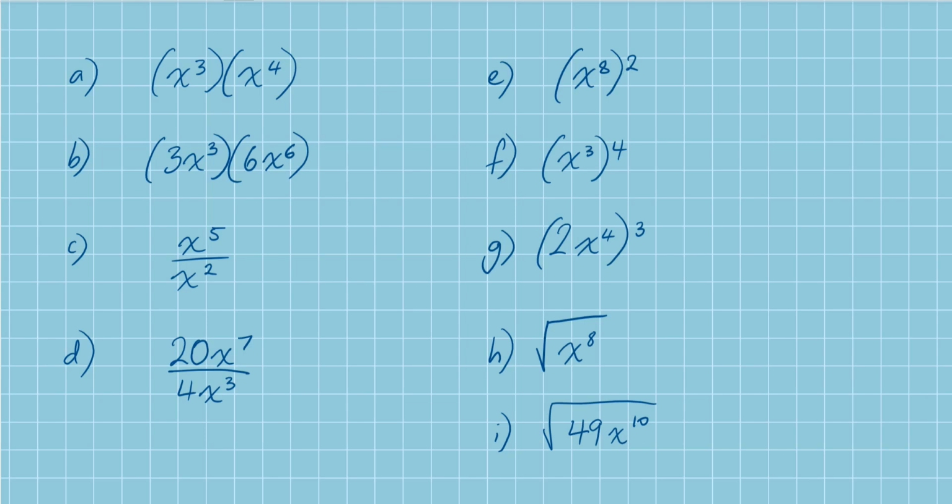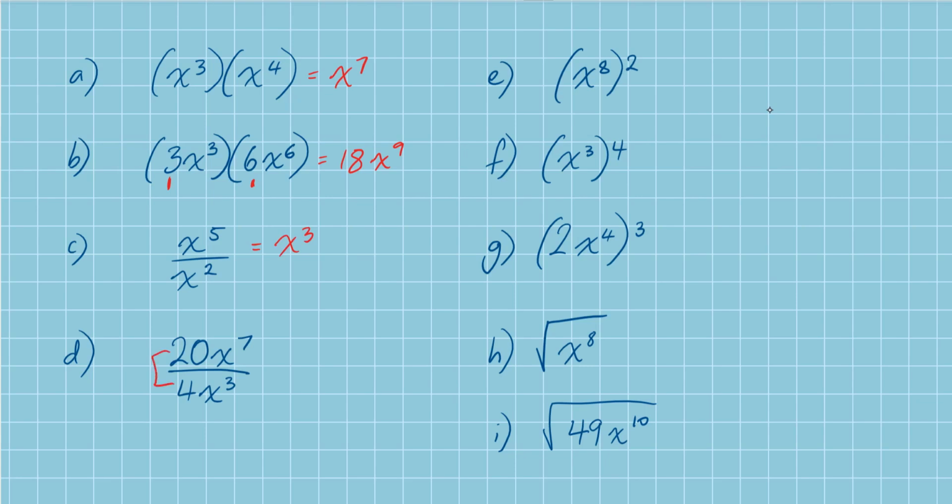All right, and we're back. So let's give this thing a shot. All right, now what are we going to do here? We're going to add the indices. This is x to the power of 7. All right, next one, what are we going to do here? We have to multiply the 3 and the 6 there. So that's going to be 18. We still have to add the indices. So that is 9. So 18x to the power of 9. C. Okay, we are subtracting the indices, so we're going to be left with x to the power of 3.